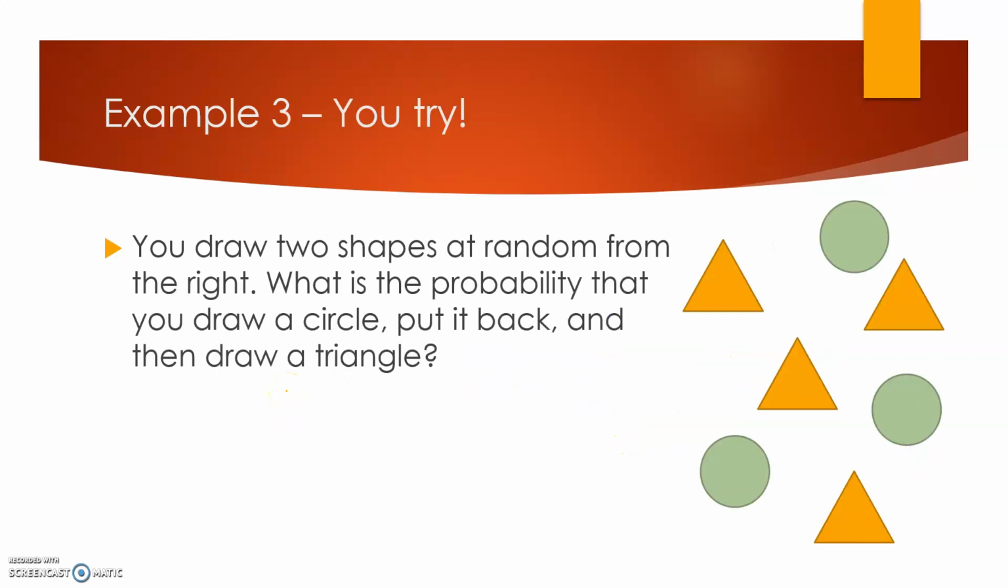All right. You draw 2 shapes at random from the right. What is the probability that you draw a circle, put it back, and then draw a triangle? So try this one, pause the video, and then come back and check your work.